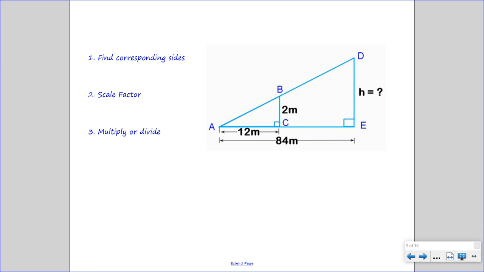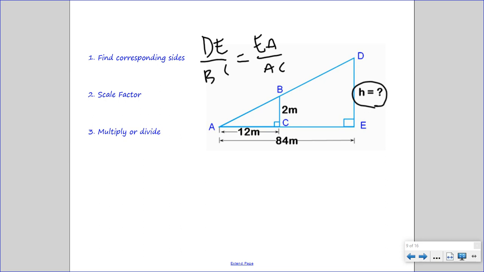So the first part is I'm going to look at the diagram very carefully and observe what I need to find out. I need to know the height or age here. So now the first step is I'm going to find my corresponding sides. I can see that in the big triangle, DE corresponds to BC, and also EA corresponds to AC. And I can use that because that will help me find the scale factor.